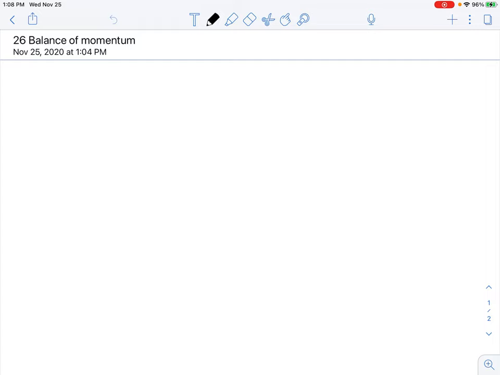Today's lecture is going to be on balance of momentum, specifically linear and angular momentum. So that'll be about the first half or so of the chapter on the same in the textbook. I think that's chapter 19.